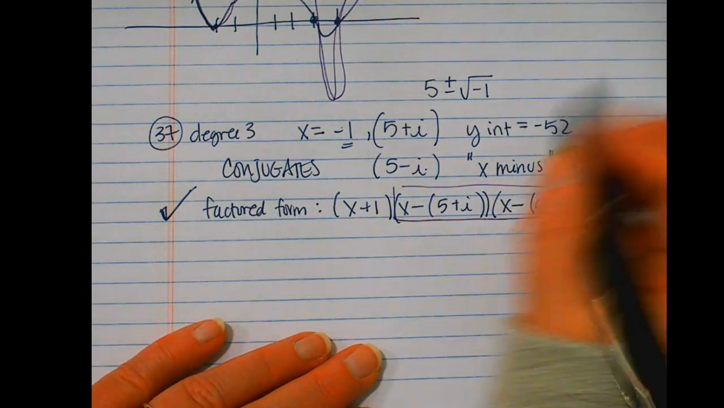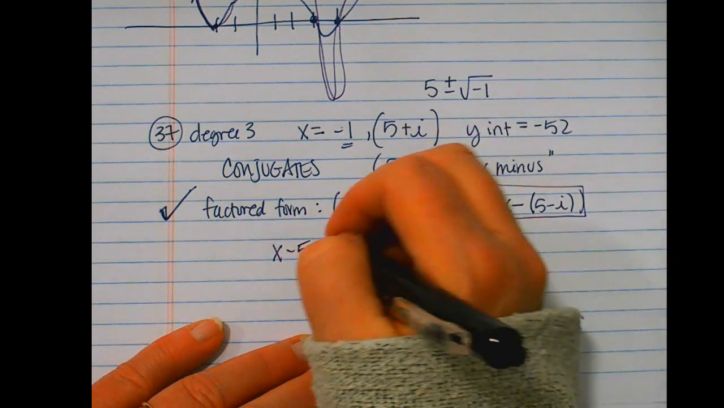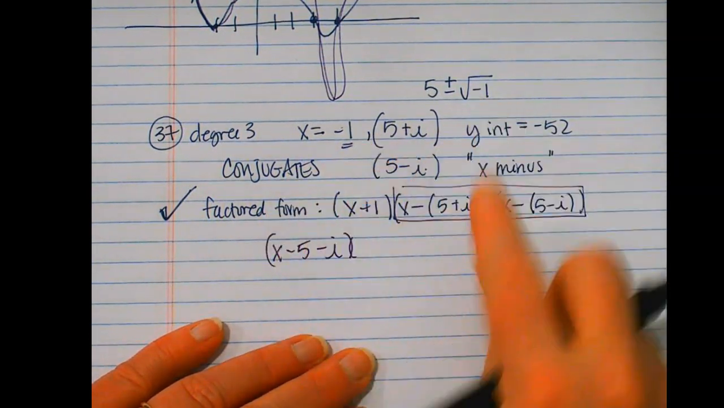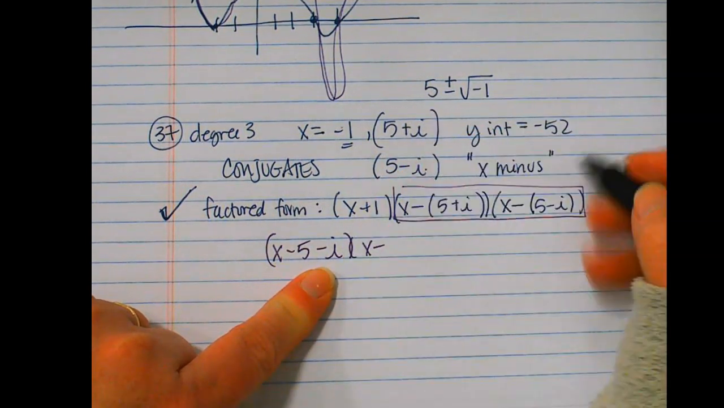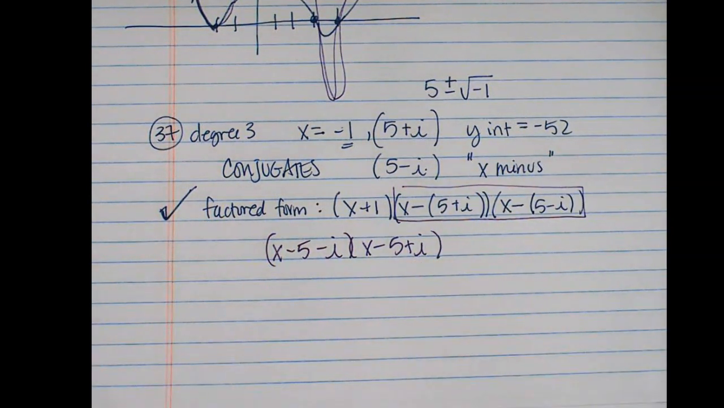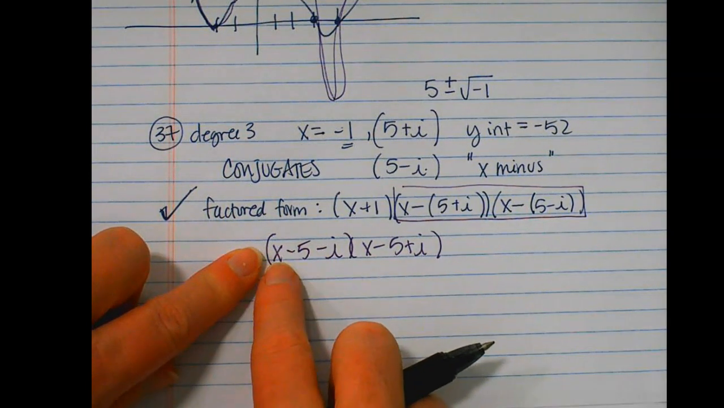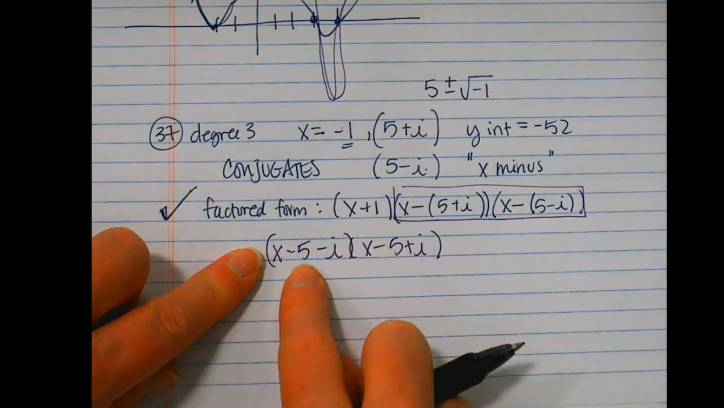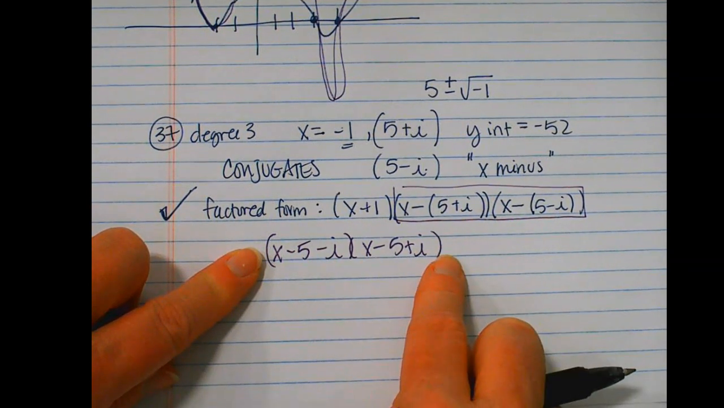So I have to do this. Let's write it pretty. x minus 5 minus i, x minus, and then both of these are minus. And then x minus 5 plus i. So I'm going to rewrite that all by itself so that I can multiply. We did three-digit multiplication with polynomials before. It's a long distribution. So x times everything, -5 times everything, and -i times everything.